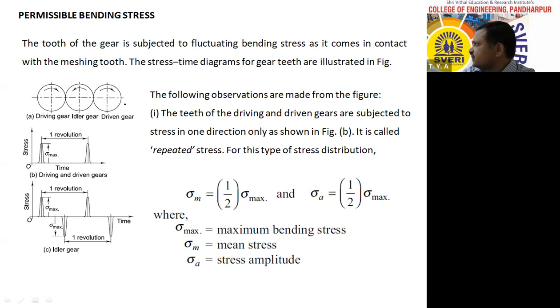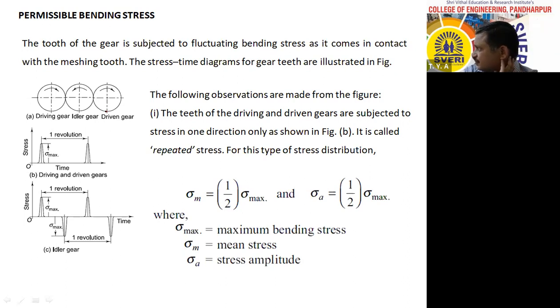Now you know the function of the idle gear. The first function is to bridge the gap between the driving gear and driven gear when the center distance between the two gears is more. Center distance means what? From this center to this center, the axis of the driving gear to the axis of the driven gear. The distance between the two axes is known as the center distance between the two gears. This is the first function of the idle gear.